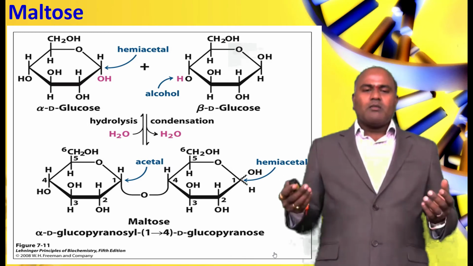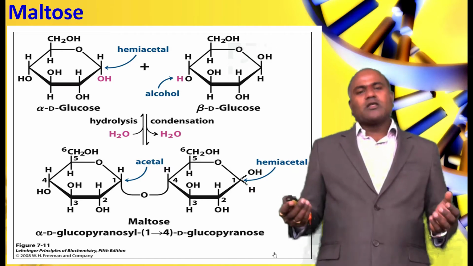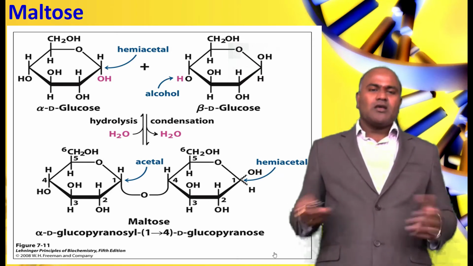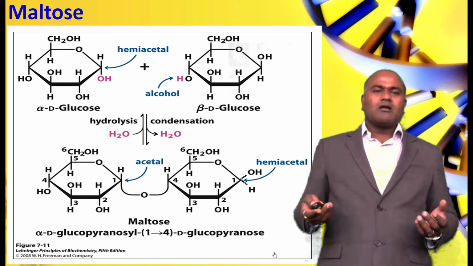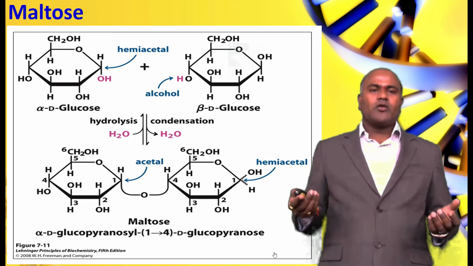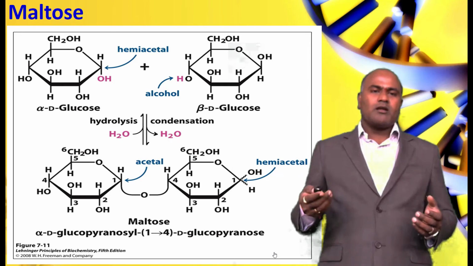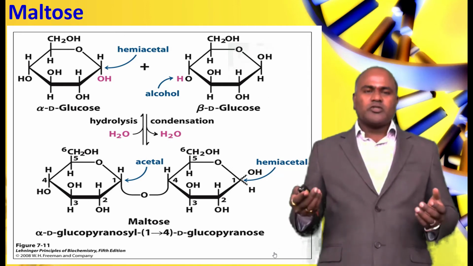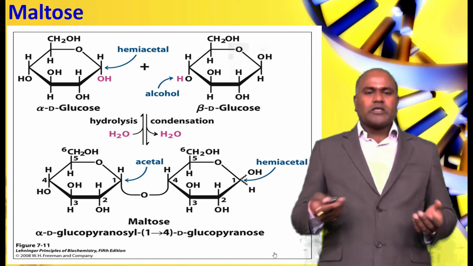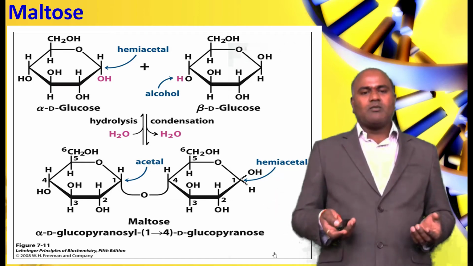When maltose undergoes hydrolysis, it forms two sugar units, alpha D glucose and beta D glucose. For your understanding, we have marked the hemiacetal carbon 1. On carbon 1 of alpha D glucose, you can see the hemiacetal, hydrogen, and hydroxyl groups. These are the hydroxyl functional groups. In maltose, you can see there is an acetal and a hemiacetal.